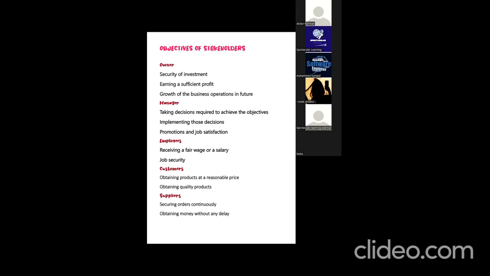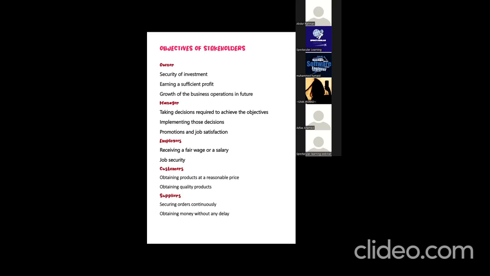The employees mean the workers of a business, the laborers, okay? They want to receive a fair salary, a proper salary for the amount of work they do. Also, they want the security of their job. So these two are the objectives of an employee.